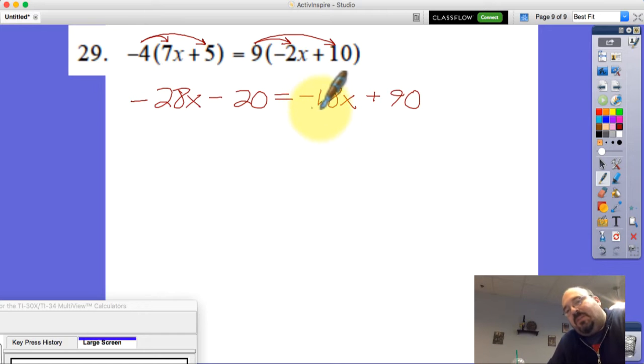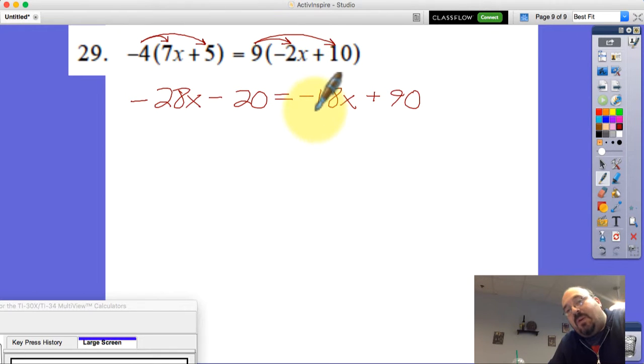Next thing I want to do is I need to move the x's. Is that a positive 18? It's negative because it was 9 times negative 2. Okay, I just didn't see the negative on it. Oh, there it is. My bad. So now the same thing. What did you say across? I'm multiplying across. That's called the distributive property.